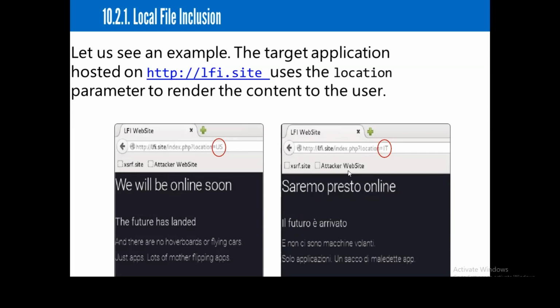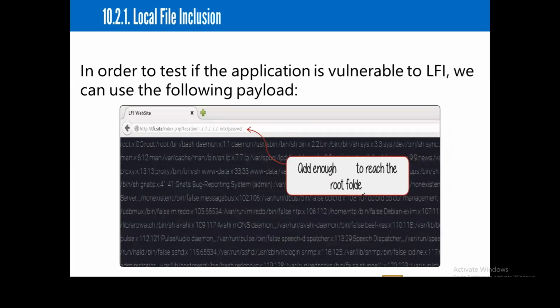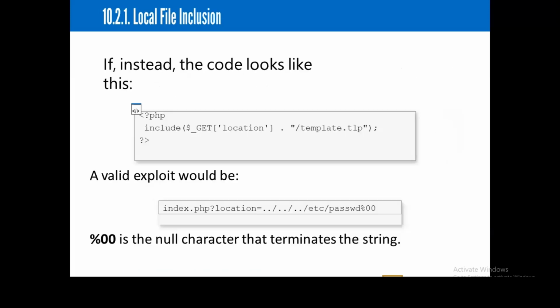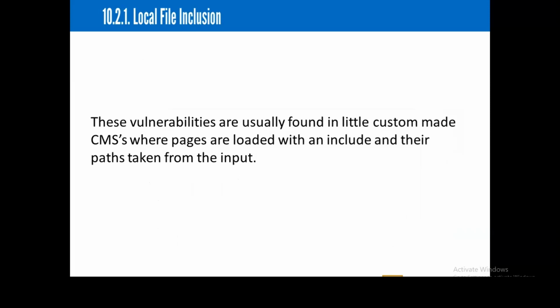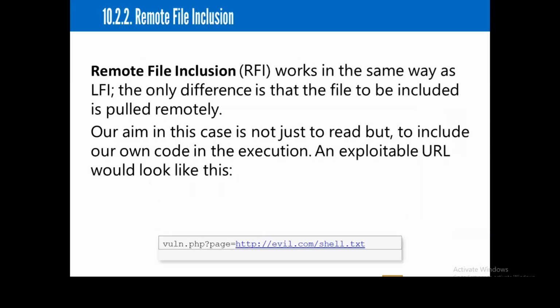So let's look at this example again. This one will use a location parameter to render the content to the users, right? So you can also manipulate this and get it to display the etc/passwd file. This is a very serious vulnerability that needs to be addressed. If you do a proper security code review, you can easily deal with the vulnerabilities.